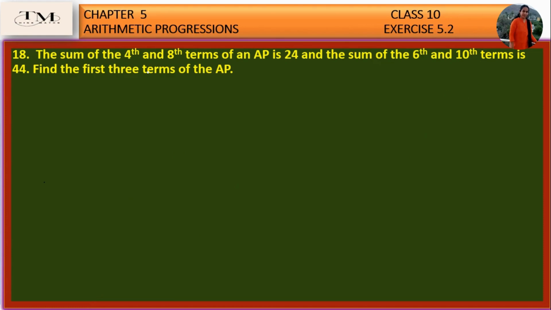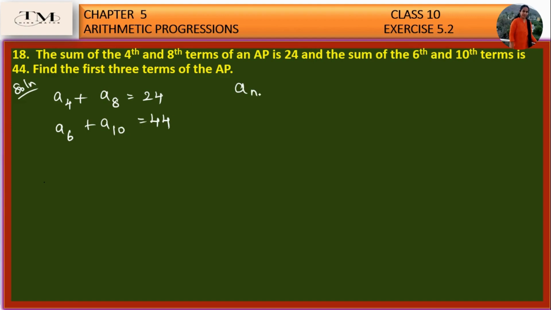The sum of the 4th and 8th terms of an AP is 24, and the sum of the 6th and 10th terms is 44. Find the first 3 terms of the AP. So what is given? Sum of the 4th term and 8th term is 24. Another one is sum of the 6th term and 10th term is 44.